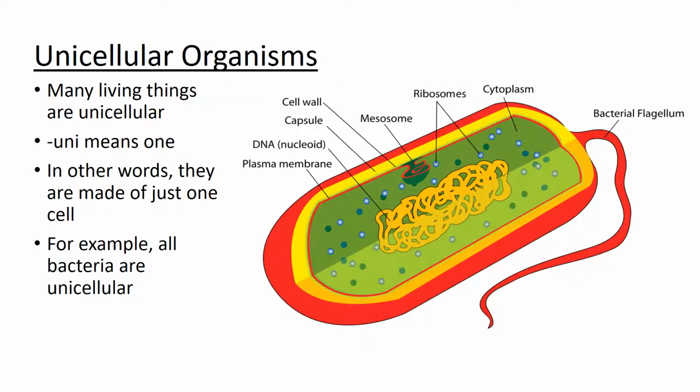Many living things are made out of just one cell. And so they're called unicellular. Uni means one. So unicellular organisms are made of just one cell. For example, bacteria are unicellular. And this is an image of a bacterium.